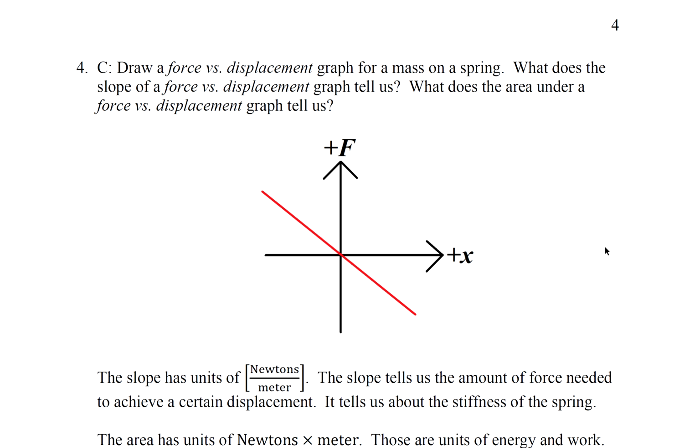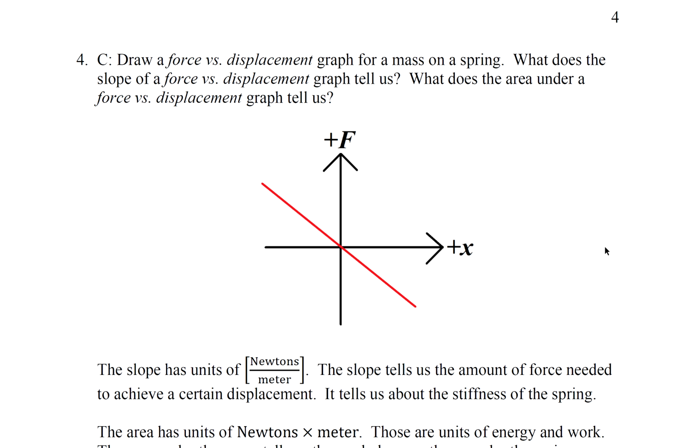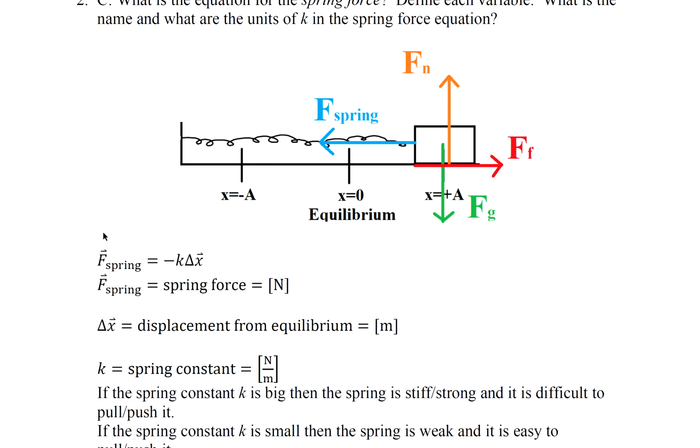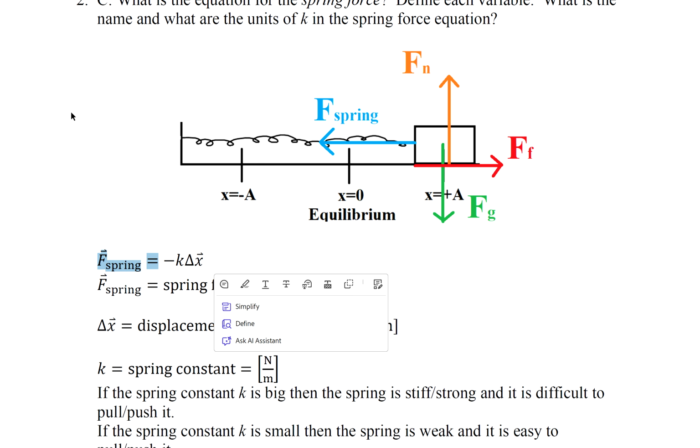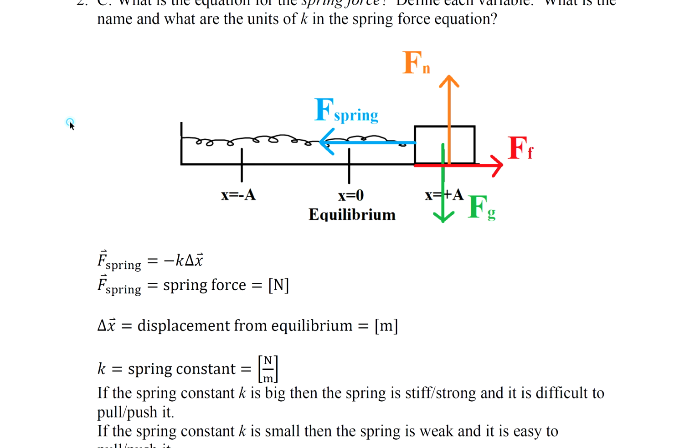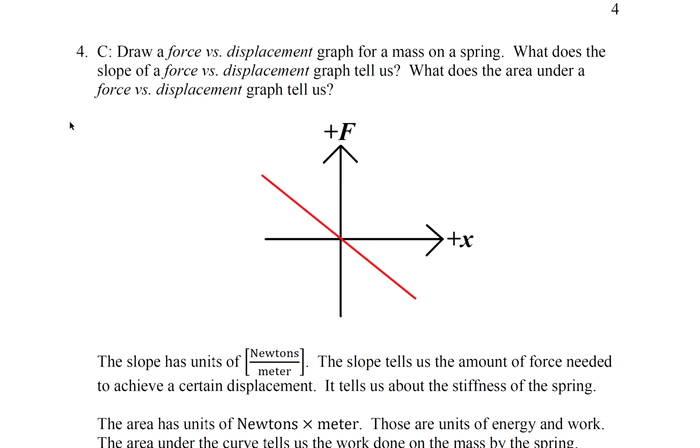Question 4. Draw a force versus displacement graph for a mass on a spring. What does the slope of a force versus displacement graph tell us? What does the area under a force versus displacement graph tell us? Where did I get this graph from? I got it from this equation, F equals minus k delta x. So if we graph F equals minus k delta x, it's going to look something like this.